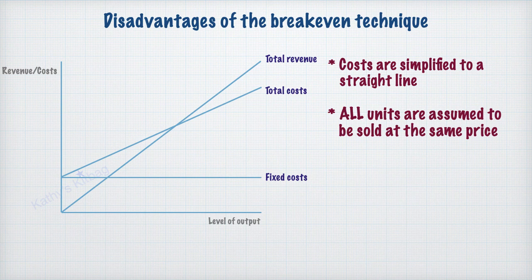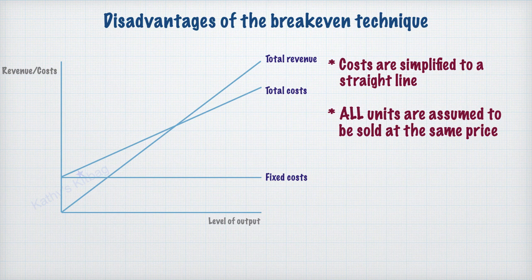The next limitation is that all units are assumed to be sold at the same price. So you can see again, our total revenue line is a straight line. So for each unit, you're going to get the same amount of money coming in. And again, the reality is that businesses don't necessarily do that.